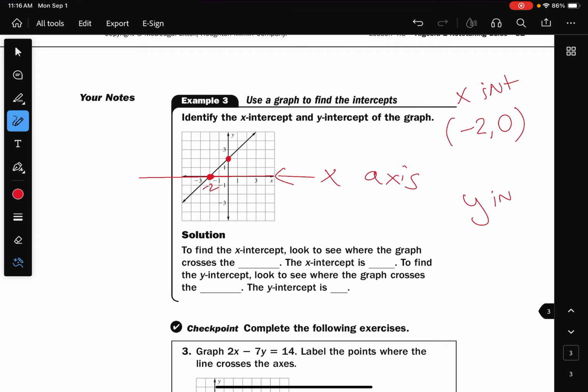You can only write INT, that's fine. You don't have to write out the word if you don't want to. I'm not going to be crazy if you don't write out the whole word. And then here, the x is 0 and the y is 2. So our x-intercept was at -2, 0. Our y-intercept was at 0, 2. And of course, I wrote my answer as a coordinate. So please pause this video and do 3 and 4 on your own.